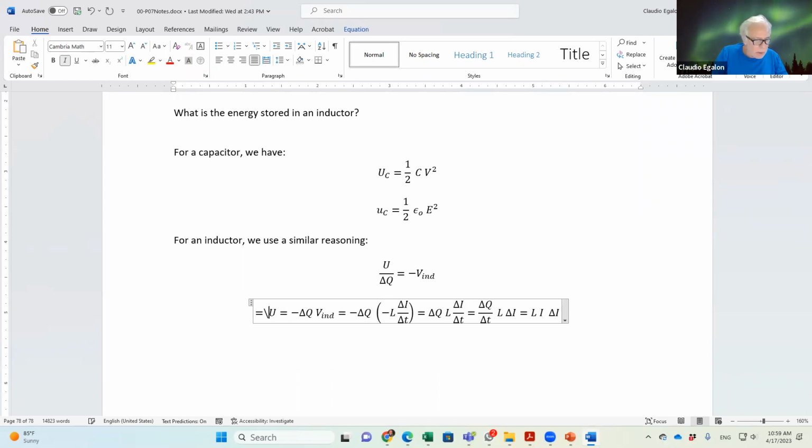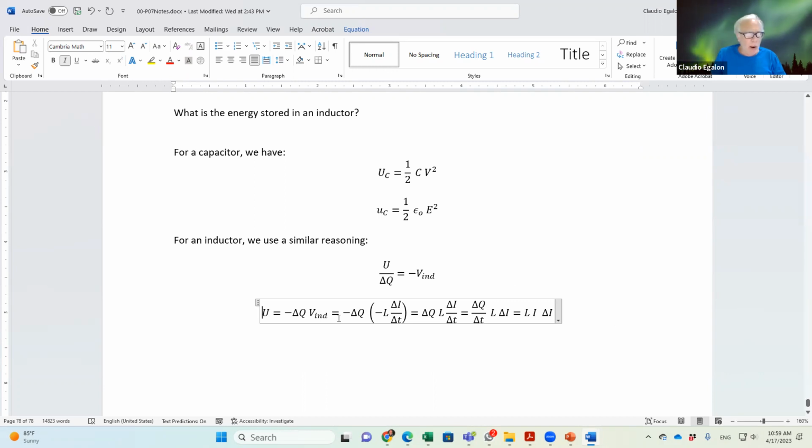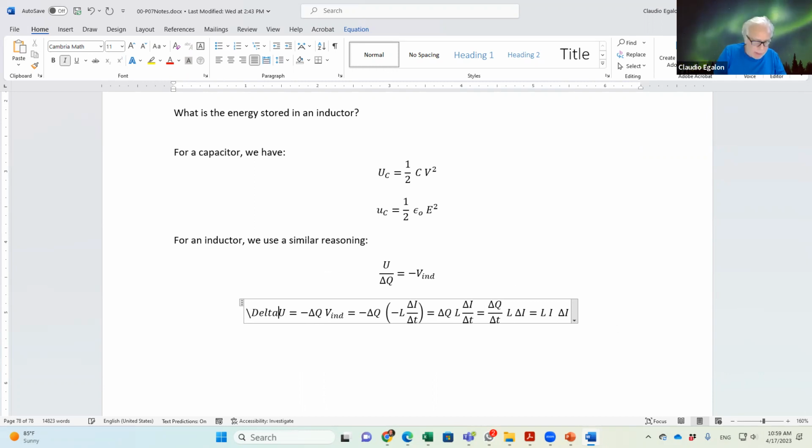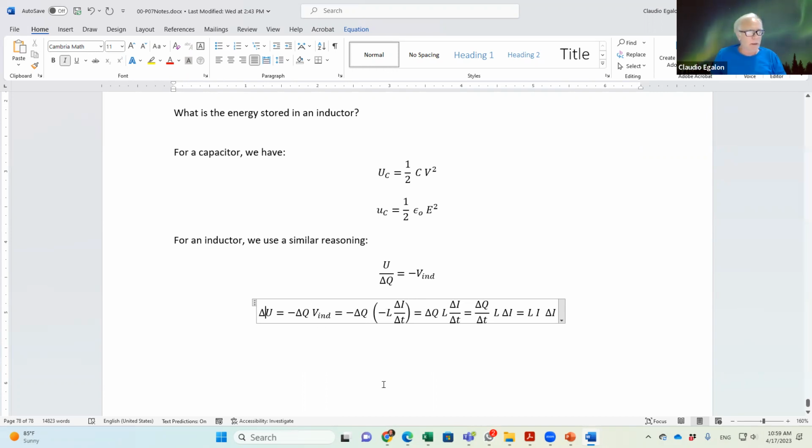delta U. Well, now from here to, but that's just a small amount of potential energy, okay? That's important to keep the delta U here. Okay, if you want to, just like before for the capacitor, okay?